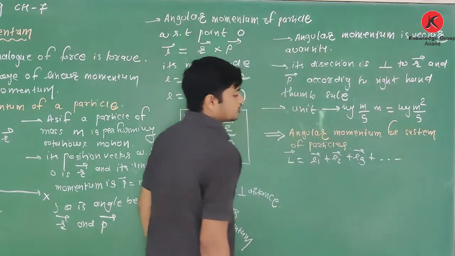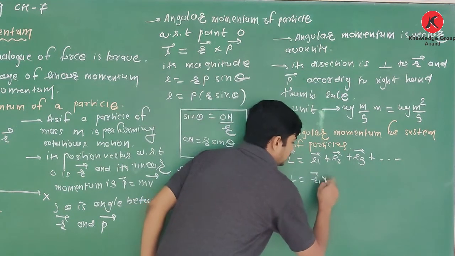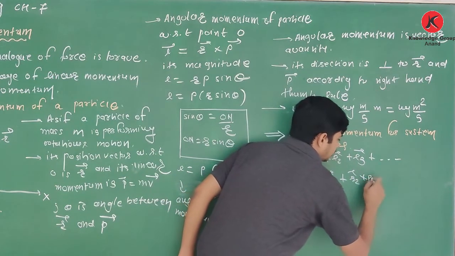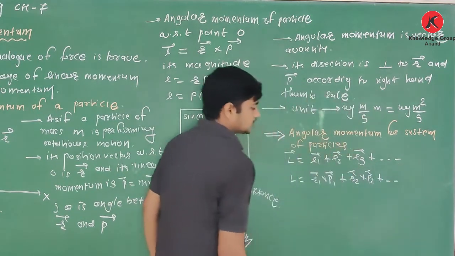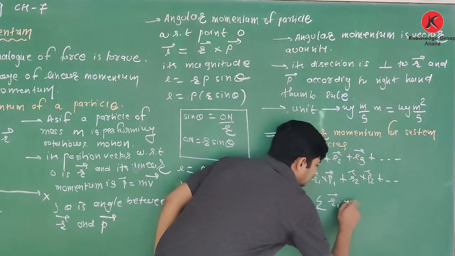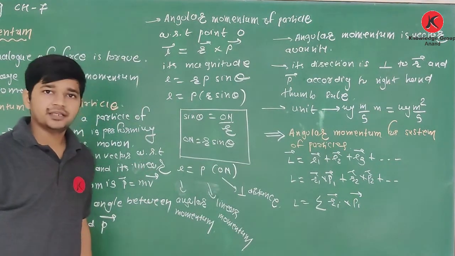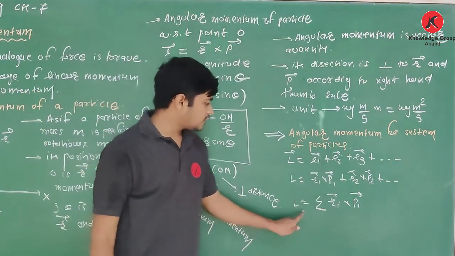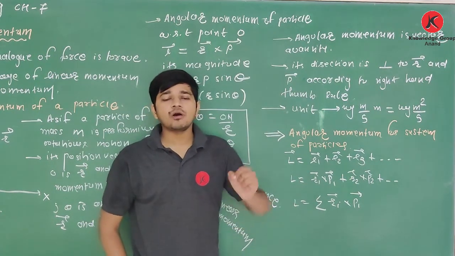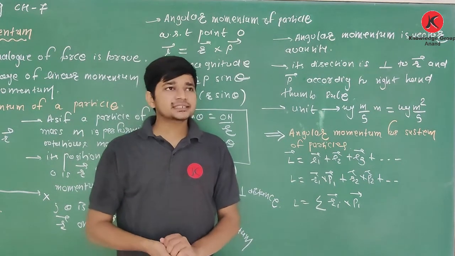So L is equal to r1 cross p1 plus r2 cross p2 plus so on. You can write L is equal to sigma ri cross pi. Clear about this? Yes, this equation you have to remember. It is angular momentum for system of particles. Okay, now next theory.